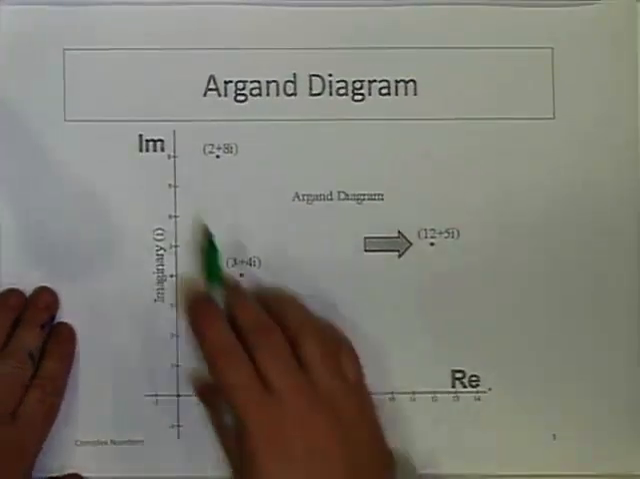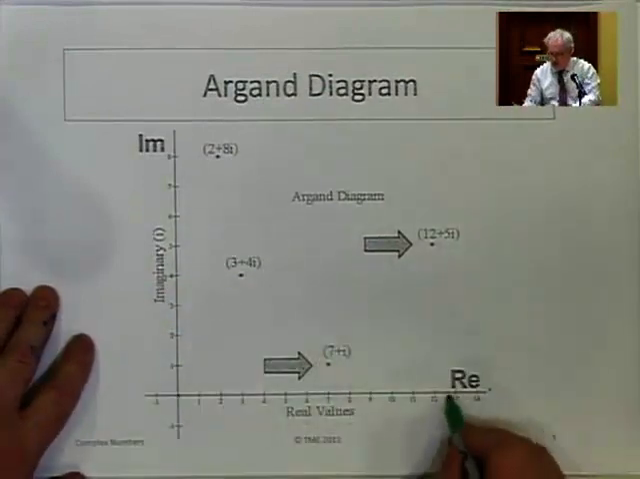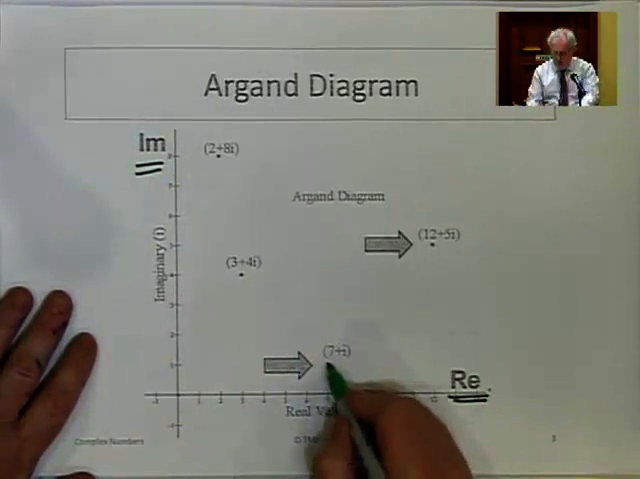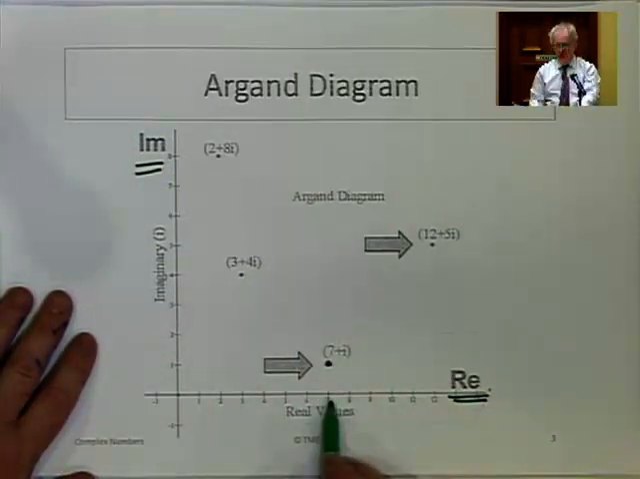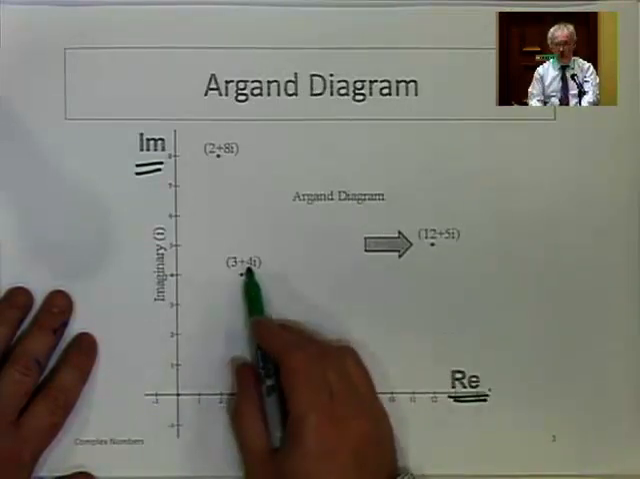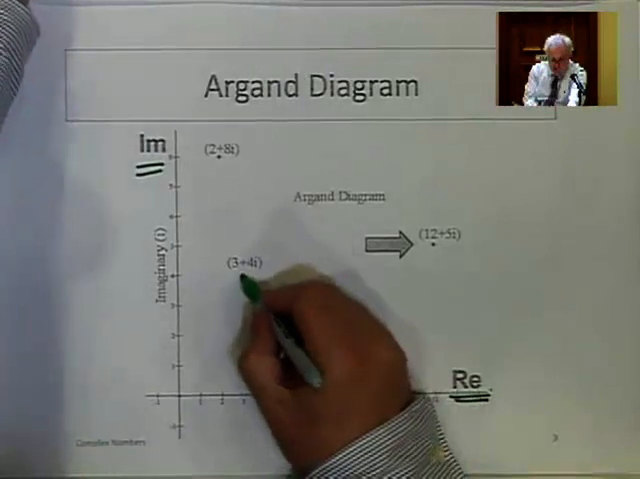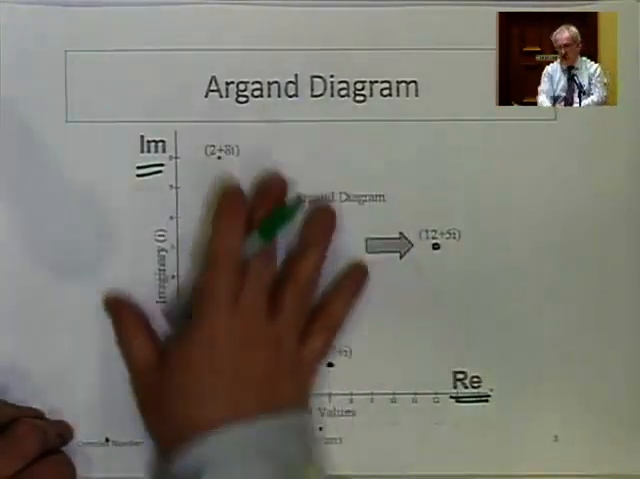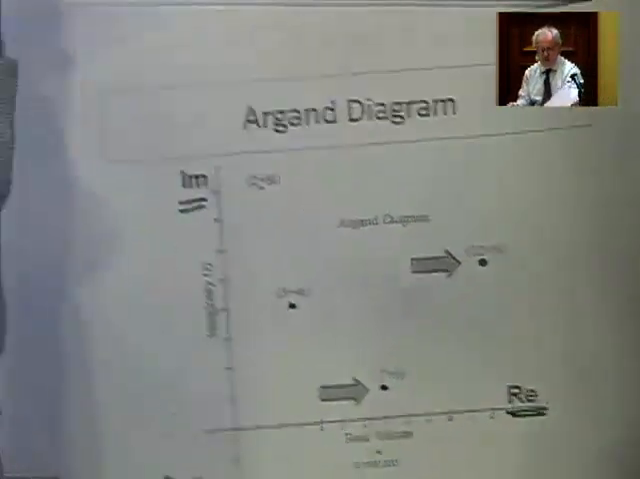So here's a picture of an Argand diagram. It's like the xy plane, but this is the real axis and this is the imaginary axis. This is the point 7 plus i, 7 out and 1 up, 12 out, 5 up, 3 out and 4 up. And you can just plot them as points if you wish. Now there's points down here as well and all over, but I'm just looking at that quadrant for the moment.